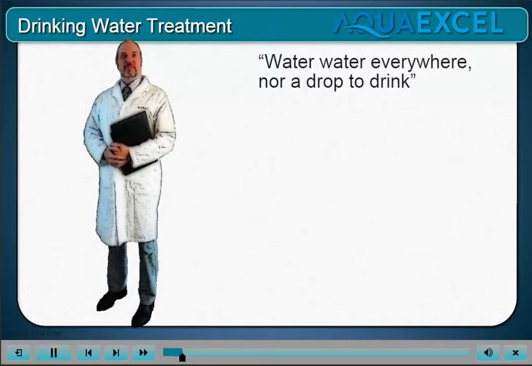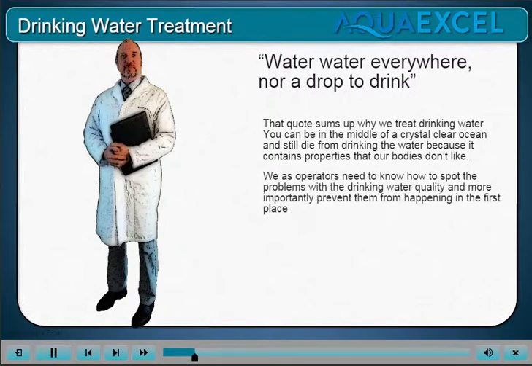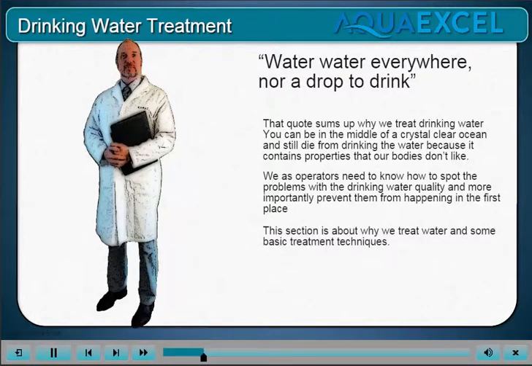Water, water everywhere, nor a drop to drink. That's from the rhyme in The Ancient Mariner. That quote sums up why we treat drinking water. You can be in the middle of a crystal clear ocean and still die from drinking the water because it contains properties that our bodies don't like. As operators, we need to know how to spot the problems and, more importantly, prevent them from happening in the first place. This section is about why we treat water and some basic treatment techniques.